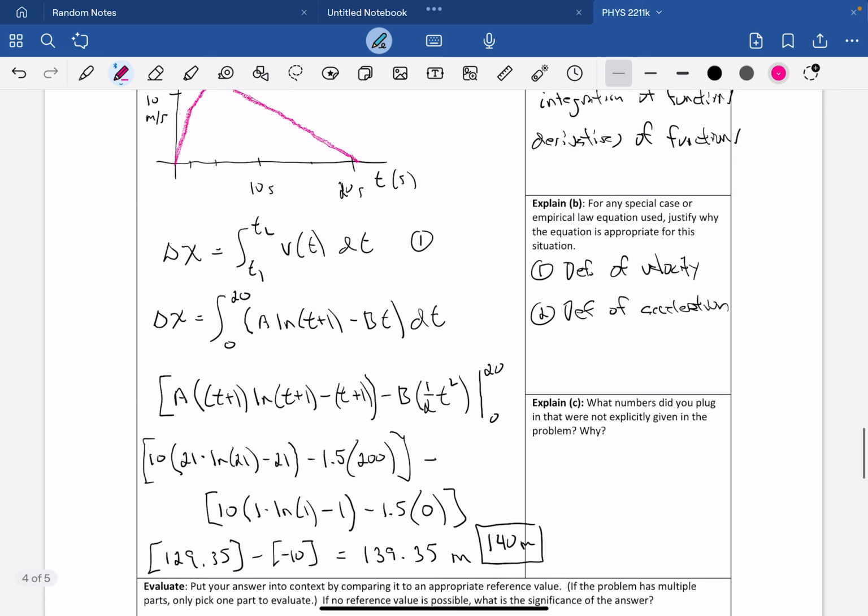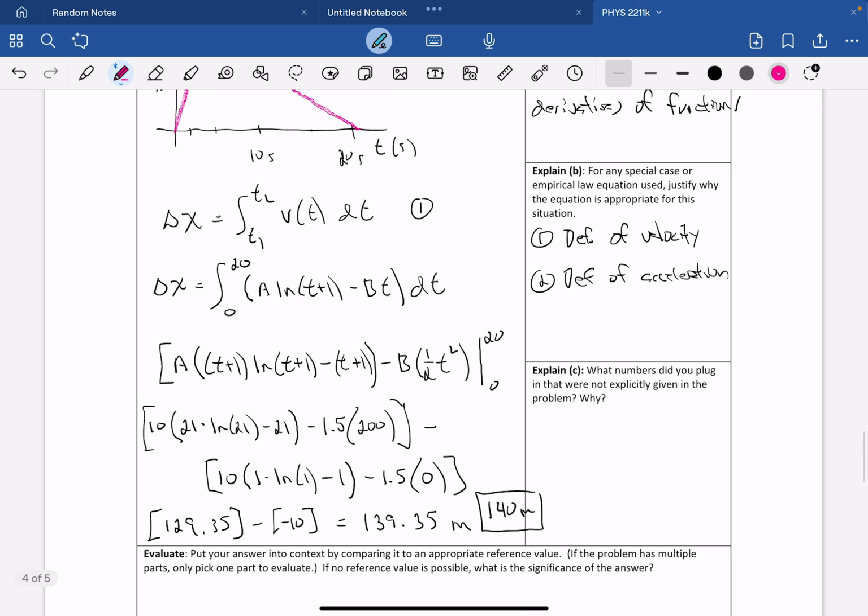The next thing we have to do is anytime we use a special case equation or an empirical law equation, we have to justify why that's appropriate for this situation. Now, we don't have that this week, but what we do have is some definitions, and so I went ahead and put those in here, even though it's not strictly required.